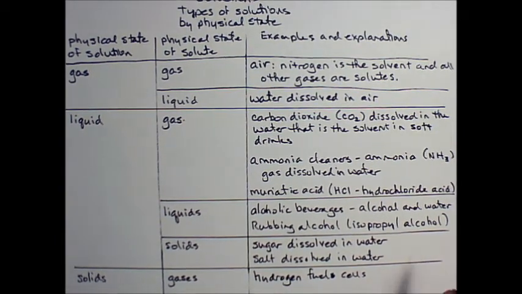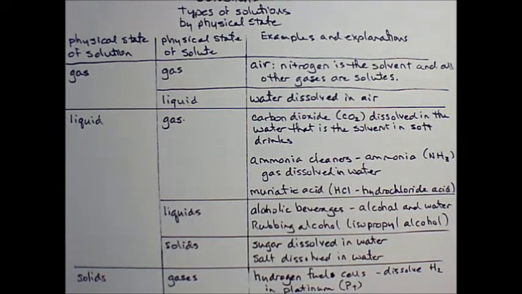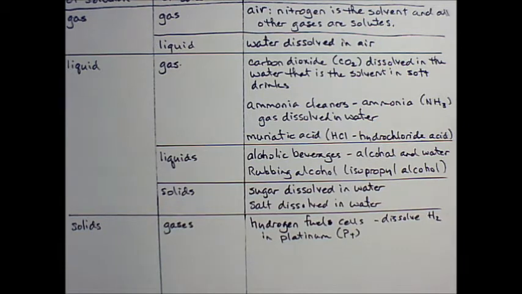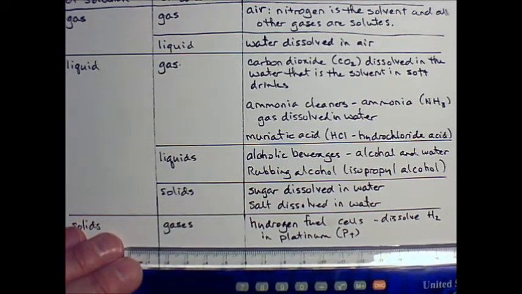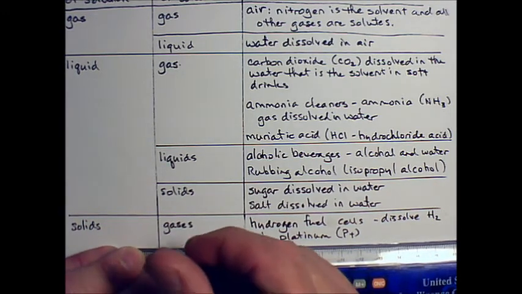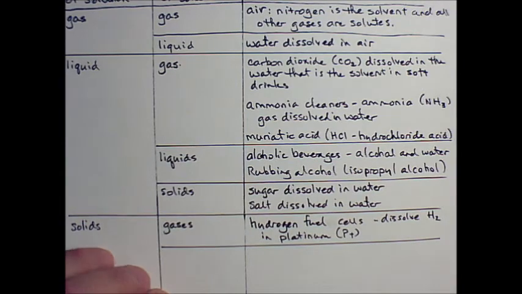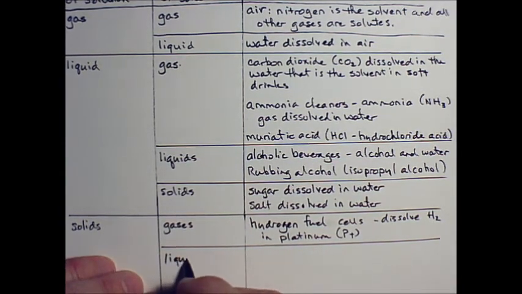And so what you do with hydrogen fuel cells, one way to do it, there's many ways to do it, is to dissolve the hydrogen, which is H2, in platinum, which is a metal. It's an elemental metal, elemental symbol Pt. Pt for platinum, that's the elemental symbol for platinum. Okay, liquids dissolved in solids.